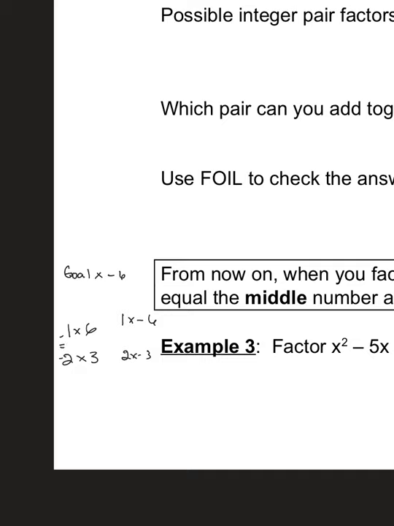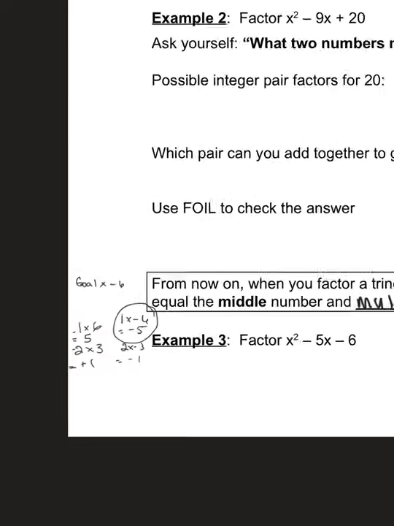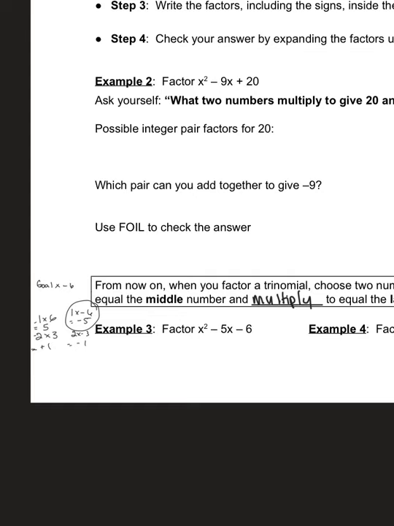So now let's add them together and see which one gives us negative 5. Negative 1 plus 6 gives me positive 5. 1 plus negative 6 gives me negative 5. Negative 2 plus 3 is going to give me positive 1, and 2 plus negative 3 gives me negative 1. So my winner here is these two numbers, because these are the two numbers that multiply to negative 6 and add to negative 5.